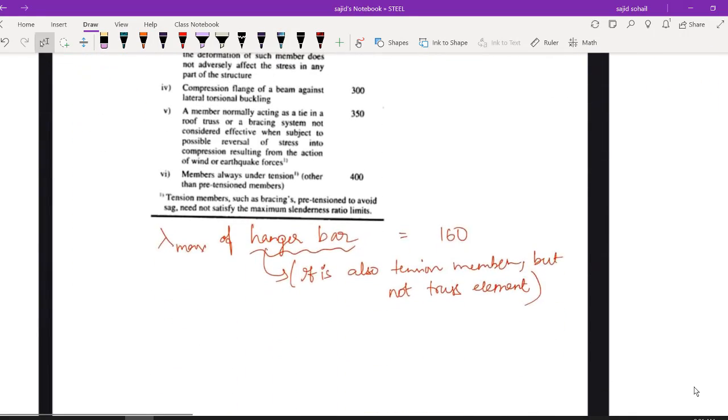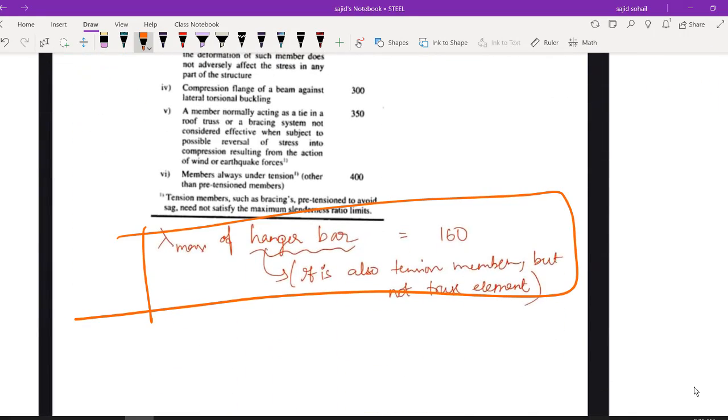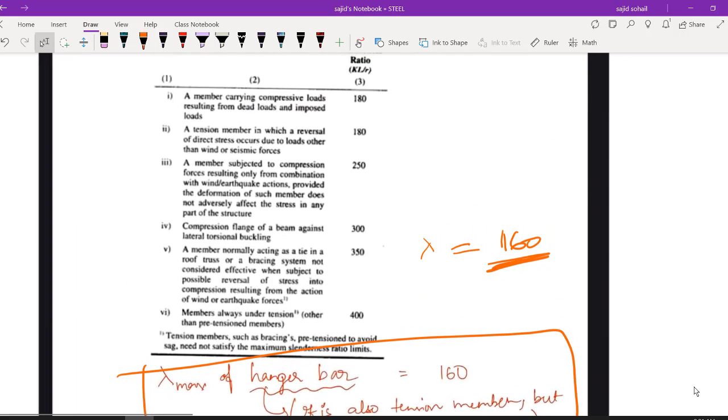And there is one more term which you should remember, which is hanger bar. We will study this in later modules, but it is also a tension member. Remember, but it is not a truss element. Its lambda maximum is 160. We will study this later on, whenever it comes in the compression members topic. And moreover, you have to learn this table by heart.